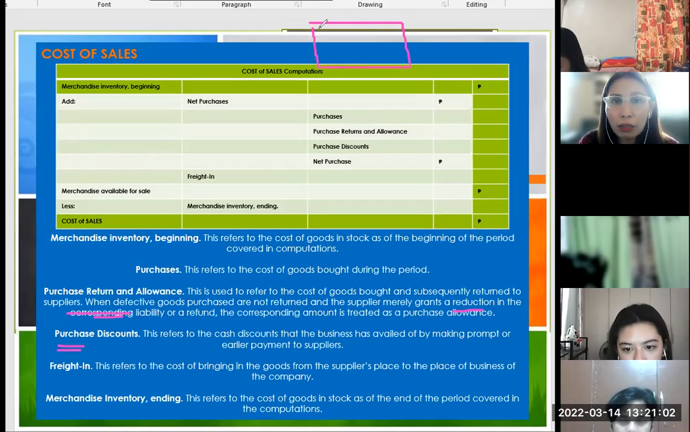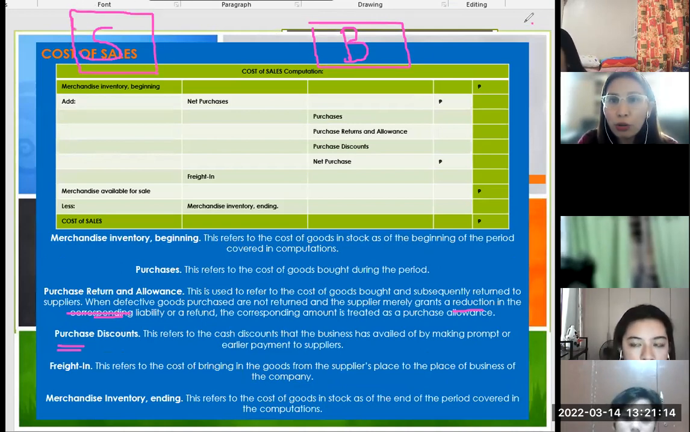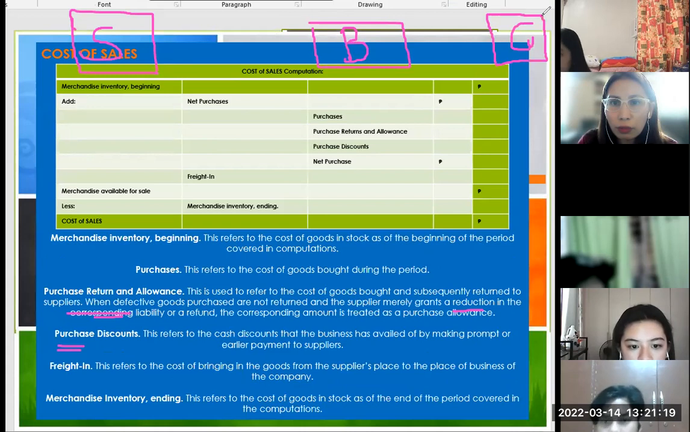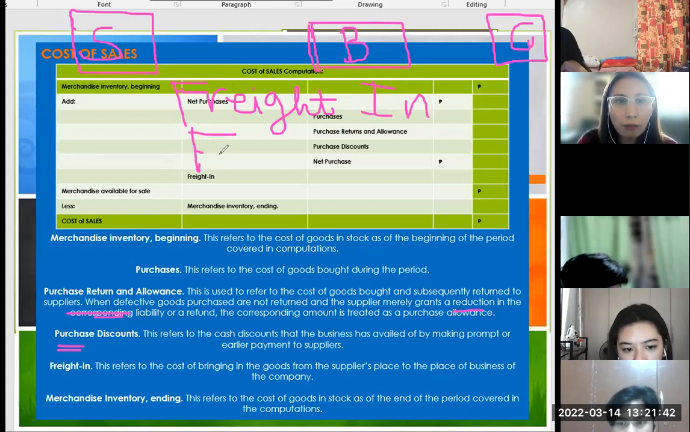Ito yung business natin. Kung nakikita nyo ha, kita ba siya malinaw? Business natin. Ito yung supplier. Ito yung customers. Please put yourself in the place of the business owner. So kayo yung may-ari ha. And I will teach you kung ano yung freight in and freight out para hindi kayo malito. Kasi nakakalito siya. So, freight in at difference niya sa freight out.